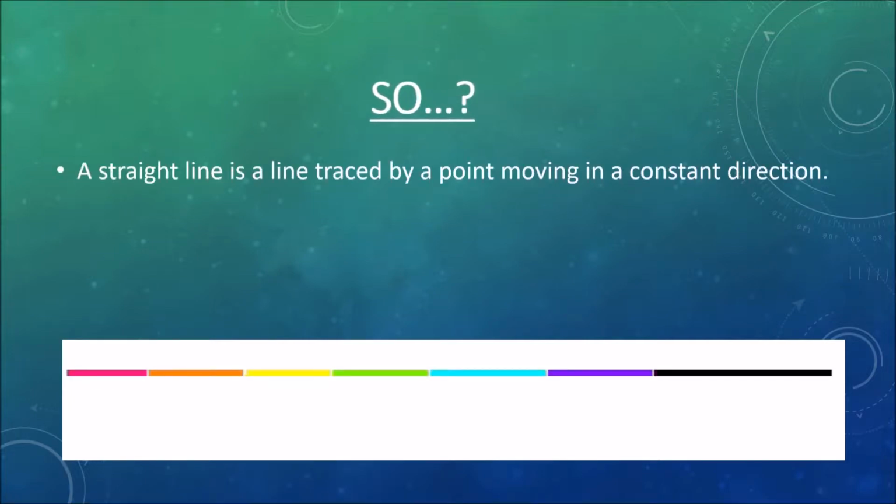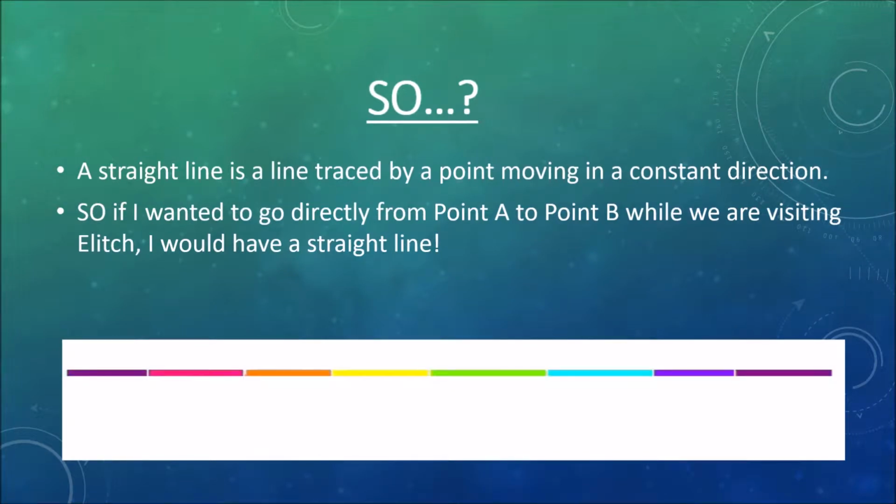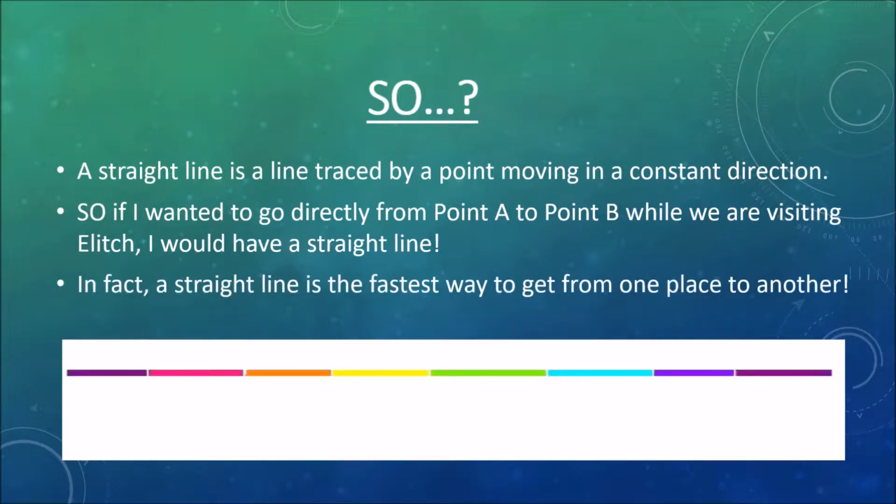So, if we think about this, the definition of a straight line is a line traced by a point moving in a constant direction. And if I wanted to go directly from point A to point B while we were visiting Elitch, I would have a straight line. A straight line is going to be the fastest way to get from one place to another. So I would want to go directly from point A to point B.